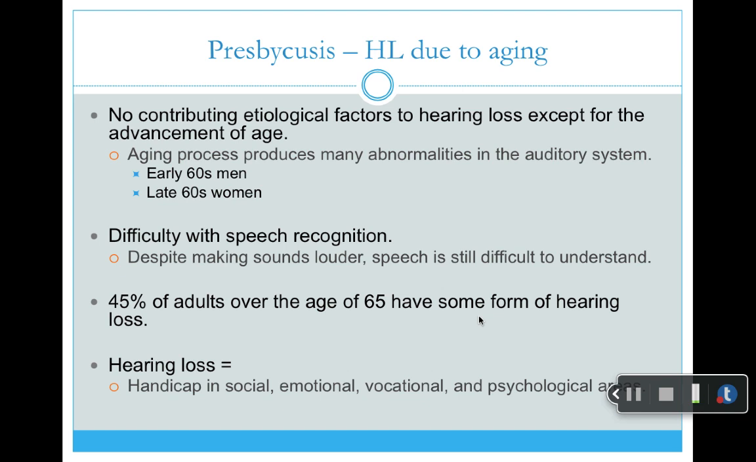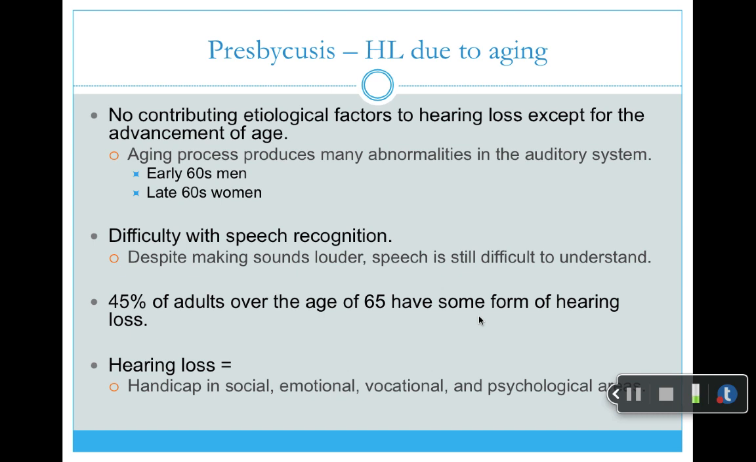Finally, we have presbycusis, which I've been talking about a lot all semester. Presbycusis is hearing loss due to aging. There are no contributing etiological factors to hearing loss except for the advancement of age. So basically, you get old. Some people have a genetic predisposition to this. You've experienced a lot of noise exposure. Men, it tends to come on in their early 60s, and women in their late 60s.